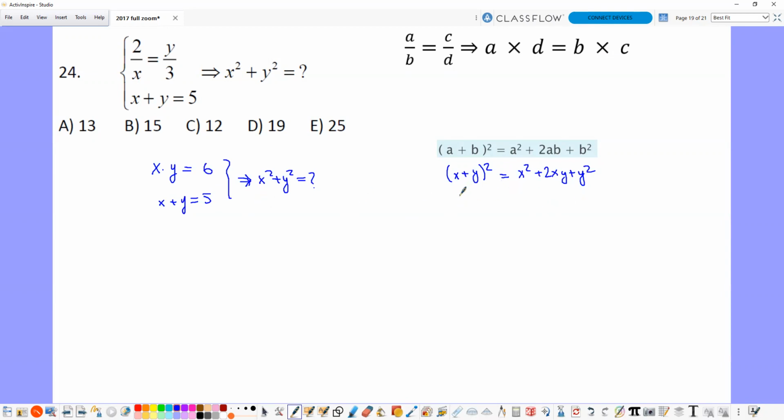X plus Y is equal to 5, so 5 squared is equal to X squared plus 2 times XY, which is 2 times 6, plus Y squared. So 25 is equal to X squared plus 12 plus Y squared. To get X squared plus Y squared alone, the 12 is going to go to the other side. 25 minus 12 is equal to 13. That is X squared plus Y squared, which is equal to 13.